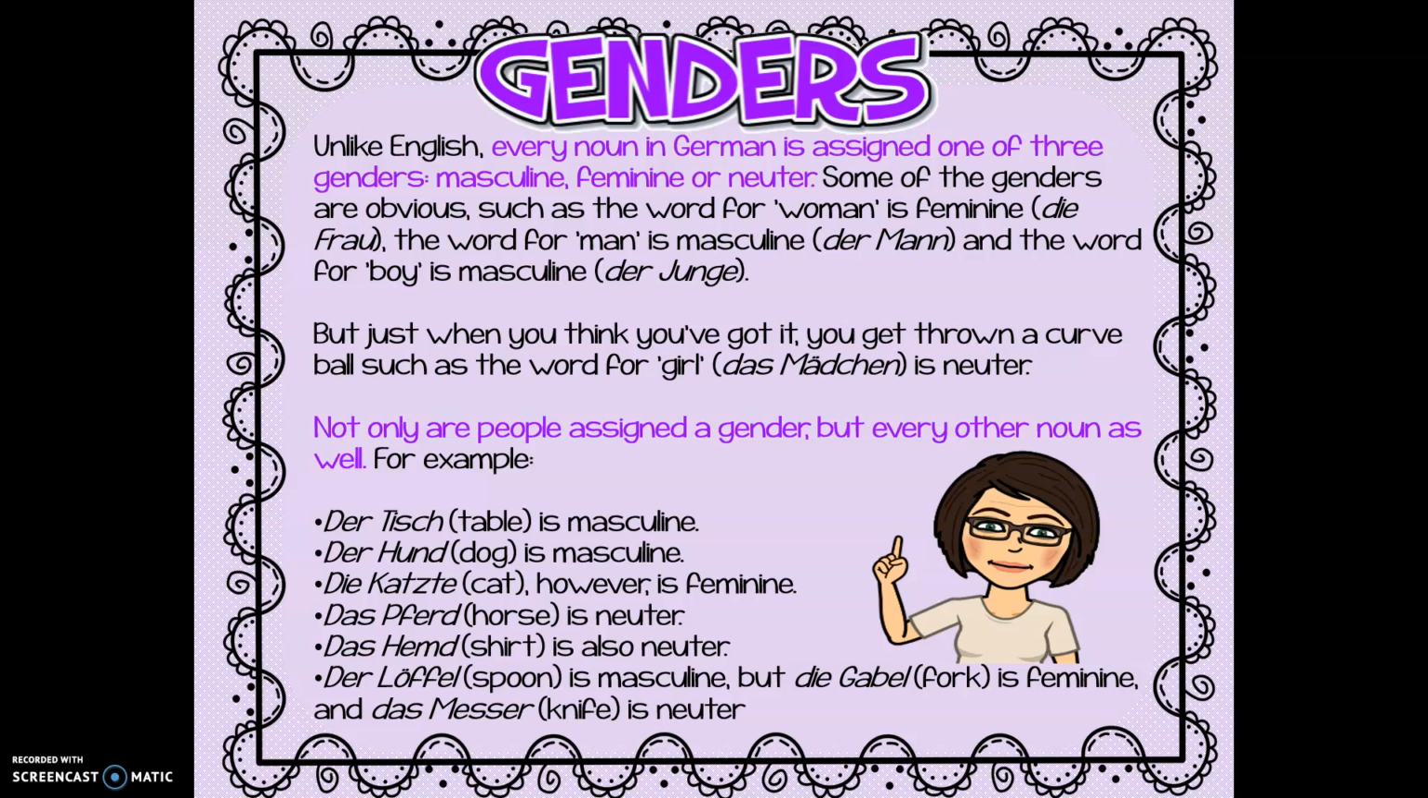Dog is also masculine, der Hund. Die Katze, the cat, however, is feminine. The horse is neuter, das Pferd. A shirt is neuter, das Hemd. And it's just randomly assigned. For example, spoon is masculine, der Löffel. Fork is feminine, die Gabel. And knife is neuter, das Messer.